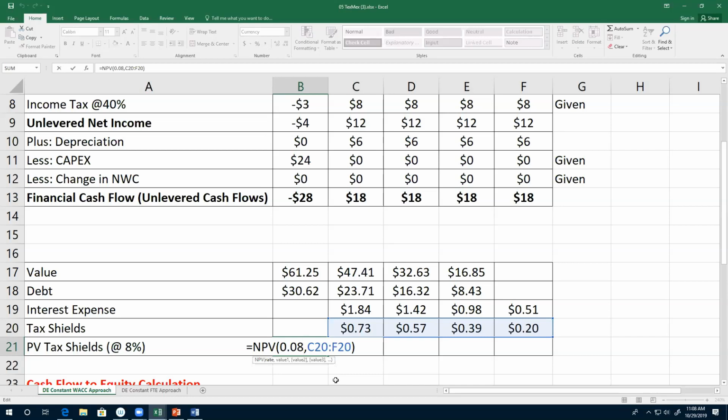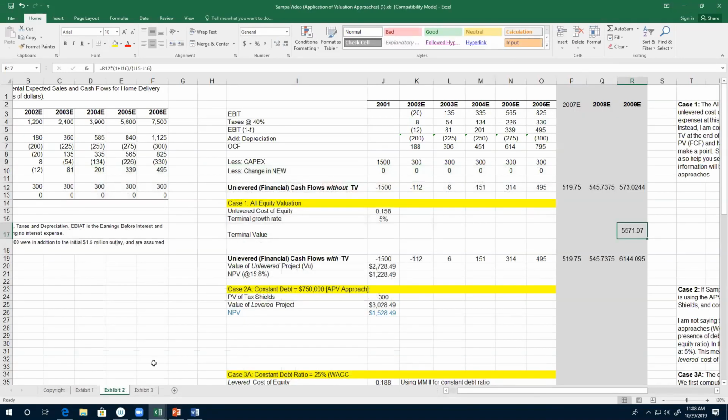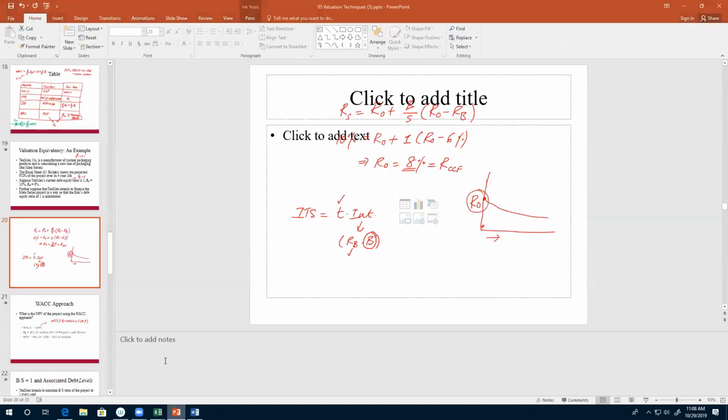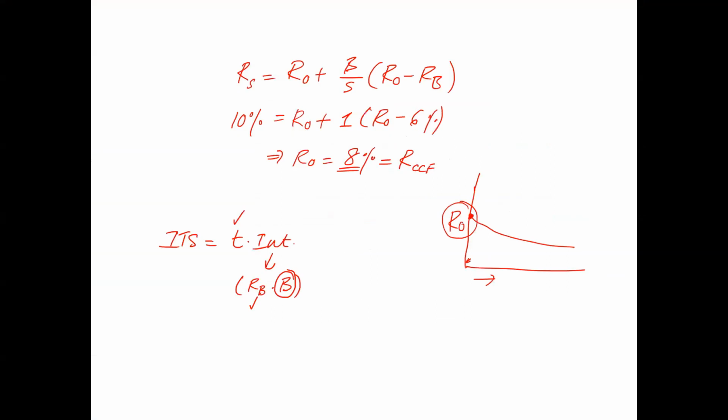Why is it that I am discounting my tax shields? Very, very important. Why is it that I am discounting my interest tax shields at 8%, which is my cost of unlevered equity? Because you might recall, this is extremely important, that when we were in the Modigliani and Miller world, this is not quite what we had done.